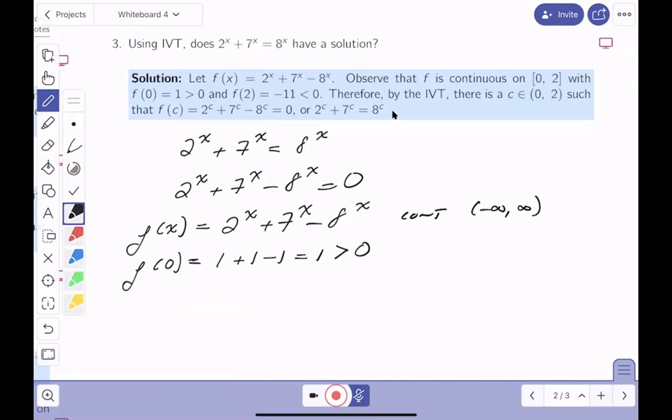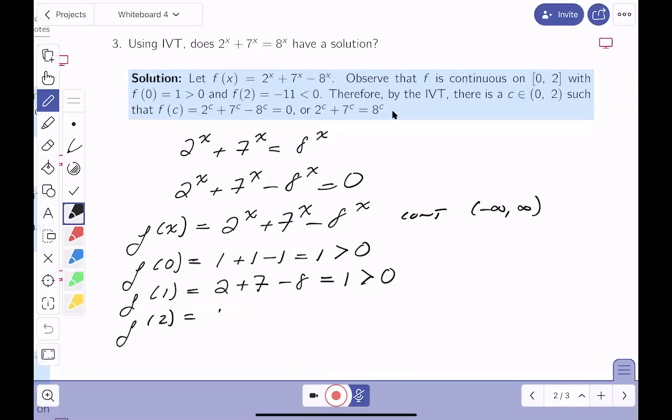All right. Now let me do another one. Let me do f of 1. That would be 2 plus 7 minus 8, which would equal 1. Well, that's greater than 0. 2 plus 7 is 9, 9 minus 8. So I've got to keep going. I've got to find something that's going to be negative now. Let's keep going forward. My suspicion is that 8 is going to take over at some point and make it negative. Let's do 2.